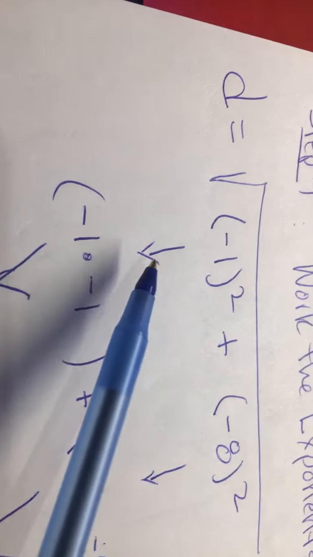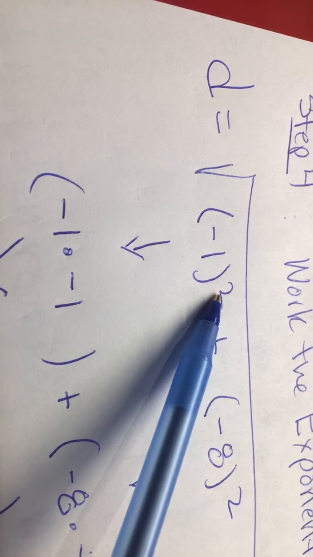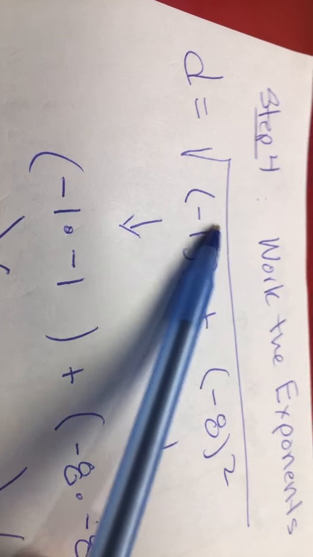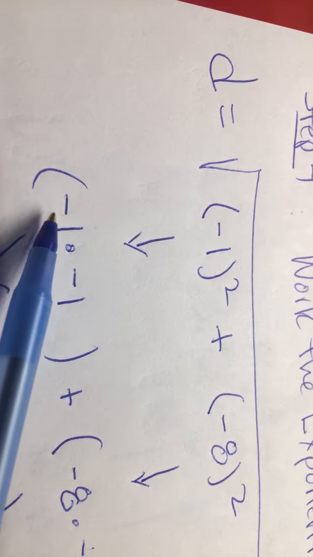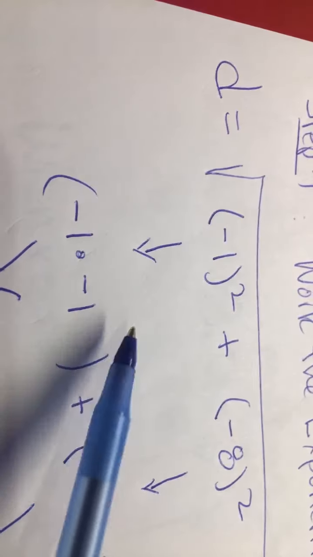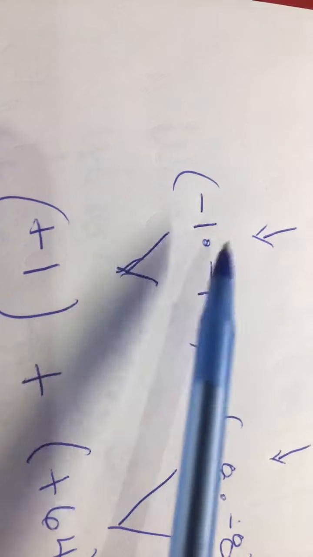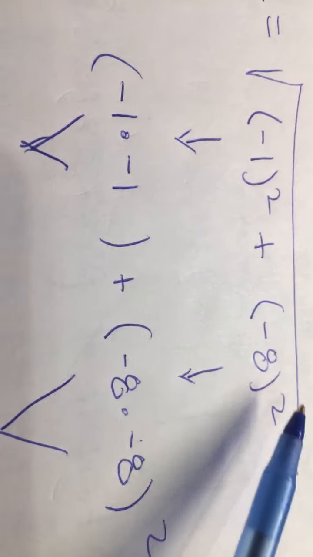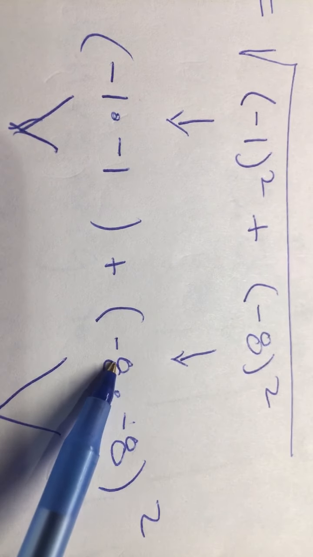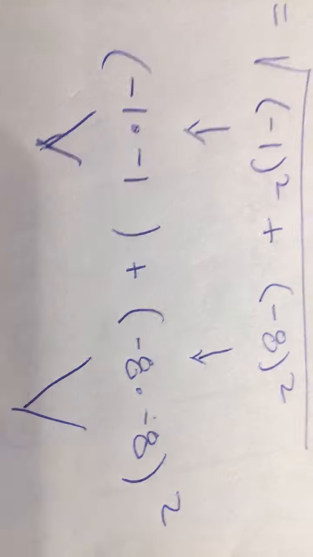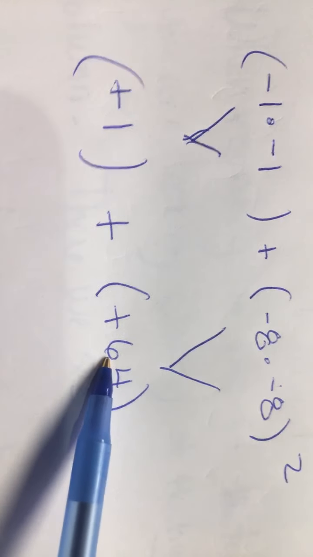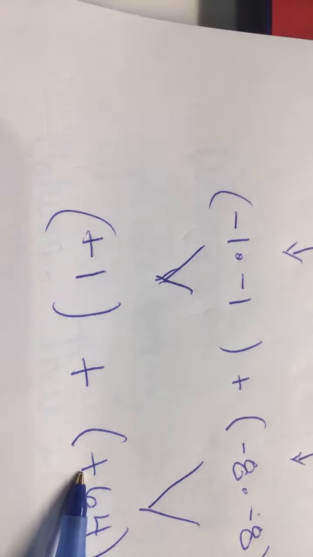When I get rid of the exponents, remember that the number 2 tells me how many times this number has to repeat itself. It has to repeat itself twice. So negative 1 times negative 1 is positive 1, because a negative times a negative is a positive. Same thing goes with negative 8. It tells me I have to have negative 8 two times. So negative 8 and negative 8. 8 times 8 is 64. Negative times a negative is a positive. I get positive 64.